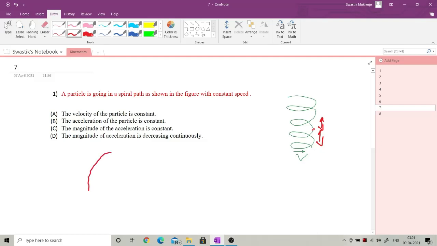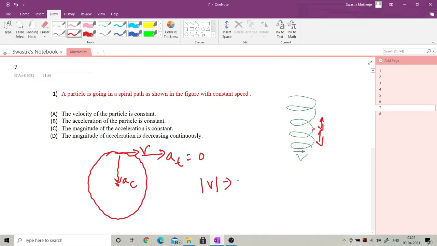So in your standard circular motion, let's say this is v. Now there are two accelerations. One is the tangential acceleration, another one is the centripetal acceleration. Now in uniform circular motion, the tangential one is 0, which means mod v is constant. There is a centripetal acceleration.